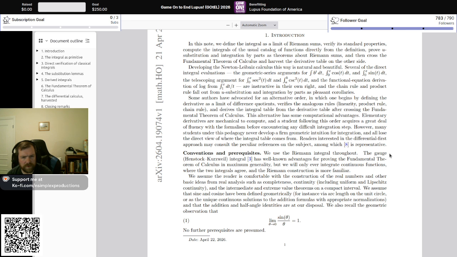We also recall the geometric observation that the limit as theta goes to 0 of sine of theta over theta is equal to 1. No further prerequisites are presumed. That's pretty nice.